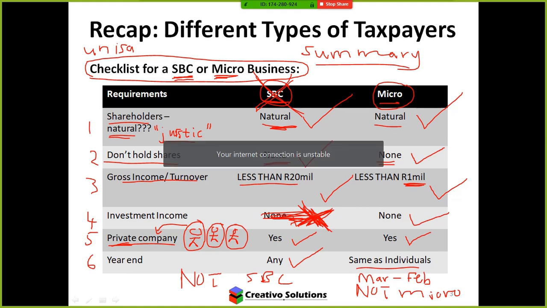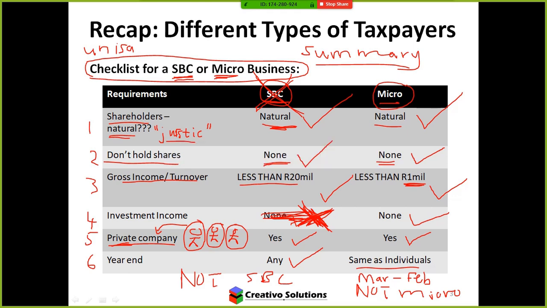And if it's a theory question, you actually need to go through every single point. So don't just assume that, well, okay, I can see number two isn't being met in terms of the business, and then just say, well, number two isn't being met, so it can't be an SBC or micro. You can't do that. You have to go through the whole list because UNISA might give you marks for all those other criteria points that are necessary in order to meet the definition of being an SBC or micro.